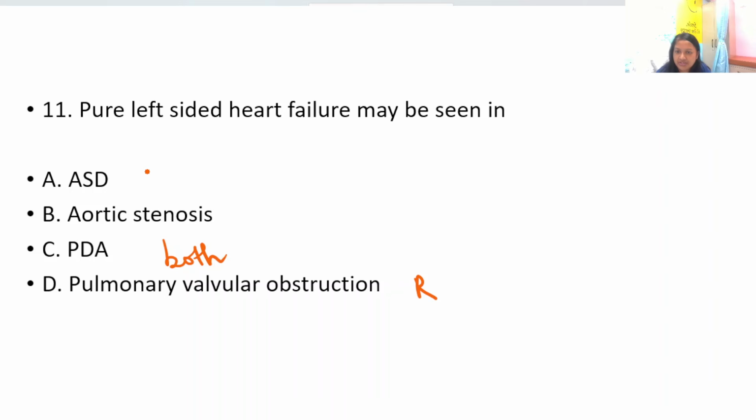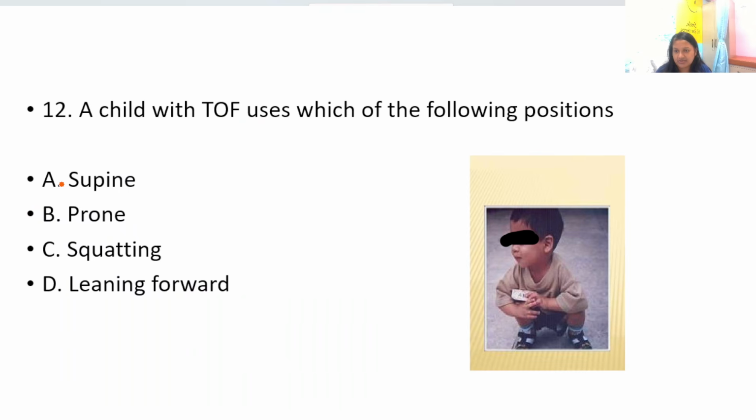ASD usually does not present with heart failure. Sometimes it's an incidental finding as well. Aortic stenosis presents with pure left sided heart failure. So here your answer is aortic stenosis.